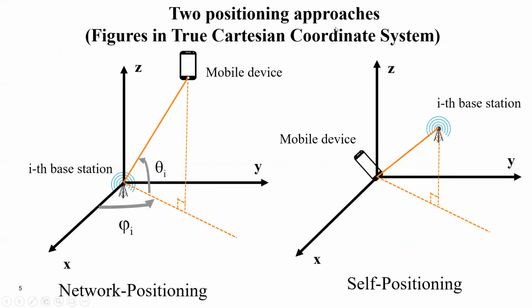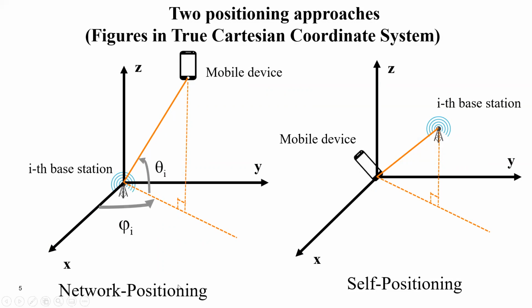In localization, we have 2 positioning approaches in the following figures. The figures are shown in a true Cartesian coordinate system. The 2 approaches are network positioning and self-positioning. In network positioning, the mobile device transmits signals to all the base stations around, and the position is estimated at the network of base stations. In self-positioning, the mobile device receives the signals from the base stations around, and then it estimates its position by itself.